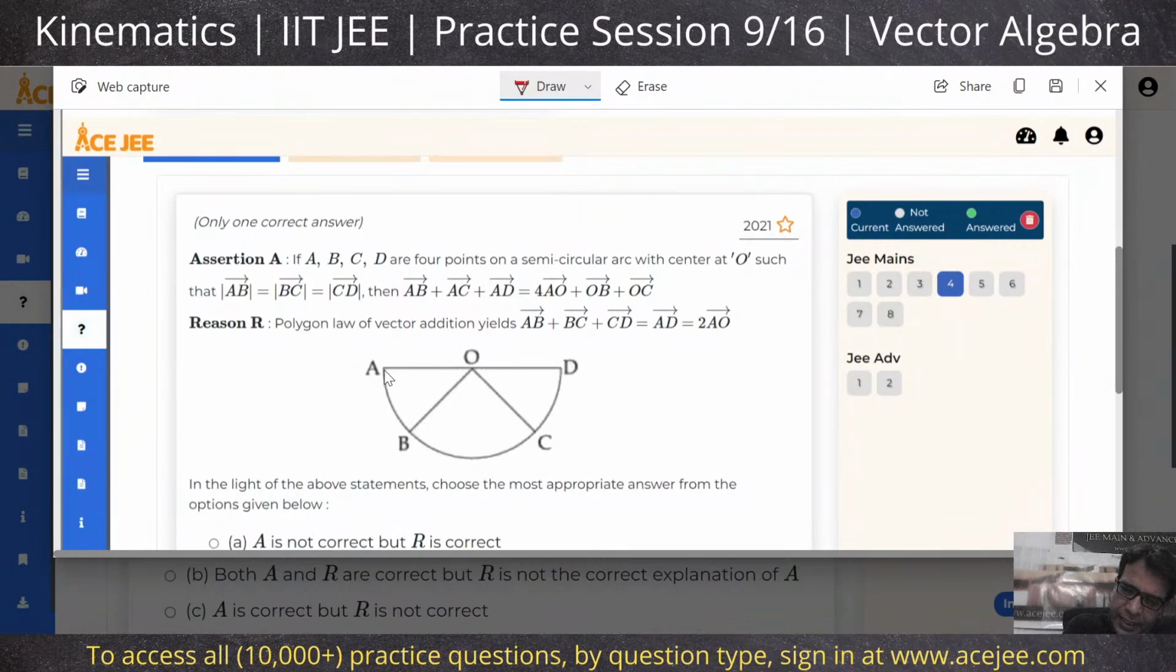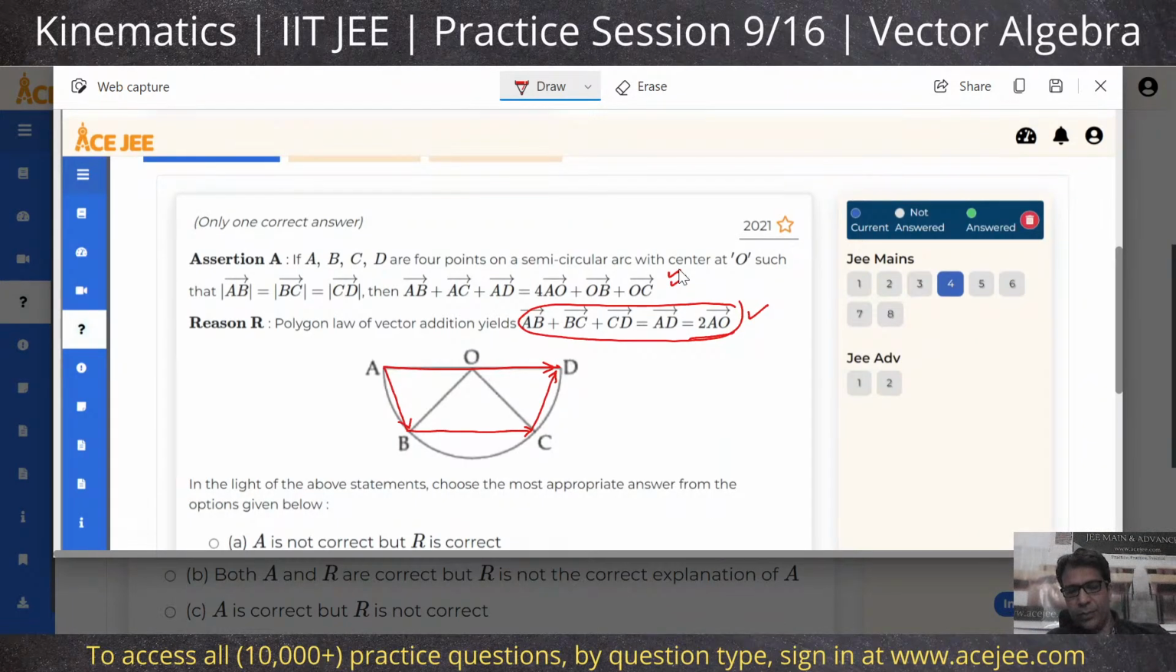So what they are saying is this plus this plus this is the AD vector. Yes, we know that. And AD is nothing but 2A. This is correct. But I'll buy into what Manan is saying, that we have actually not used this result directly in proving this. That's why option B is given to be correct. That is, both are correct, but R is not the correct explanation for assertion.